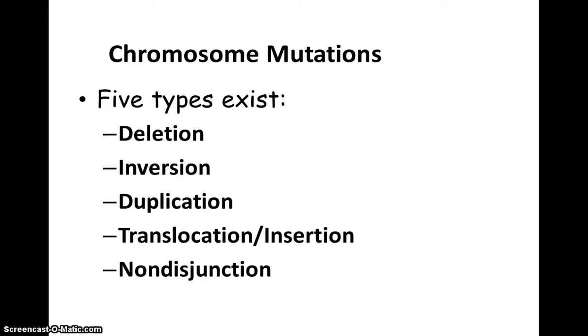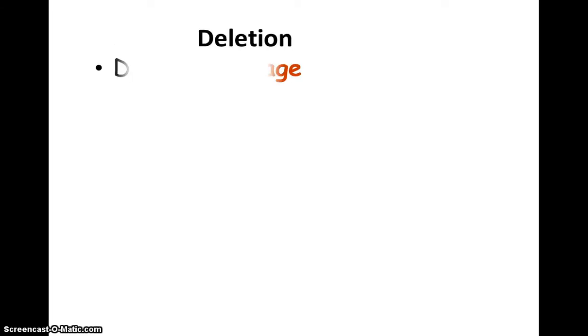There are going to be 5 types of chromosomal mutations: deletion, inversion, duplication, and translocation/insertion, as well as nondisjunction. We're going to go through each type now. Alright, the first, deletion, is just what it sounds like. Something's going to get deleted.